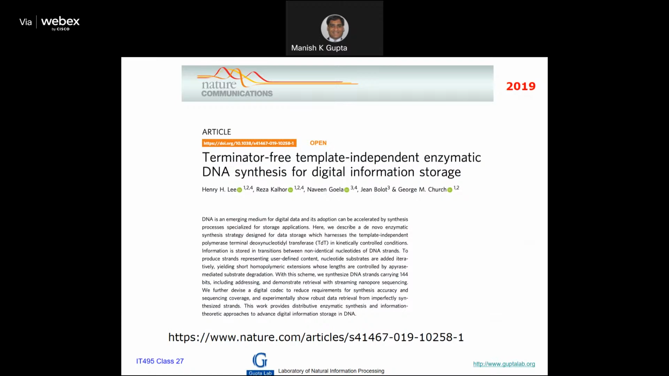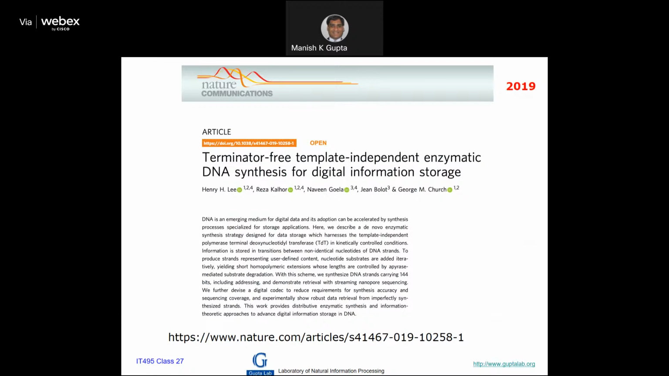Now I'm going to say a few words about two important papers. You see again by George Church, terminator-free, template-independent enzymatic DNA synthesis for digital information storage. This appeared in 2019, based on the last enzyme that was discussed. So this is the important one.